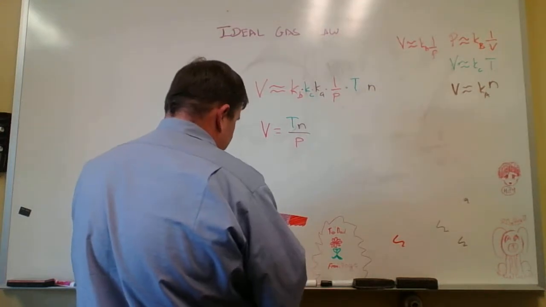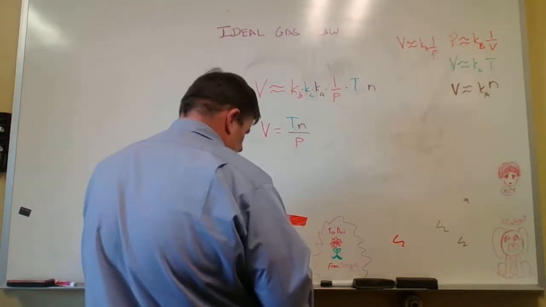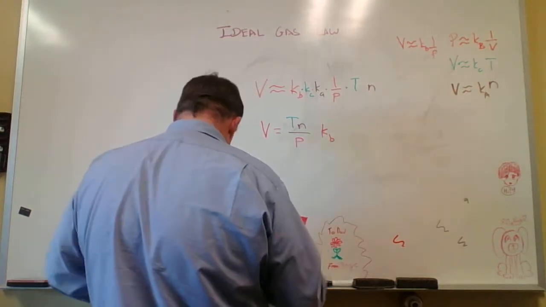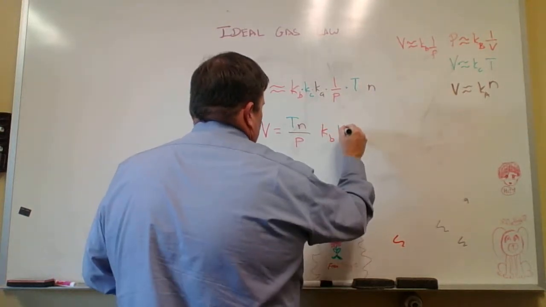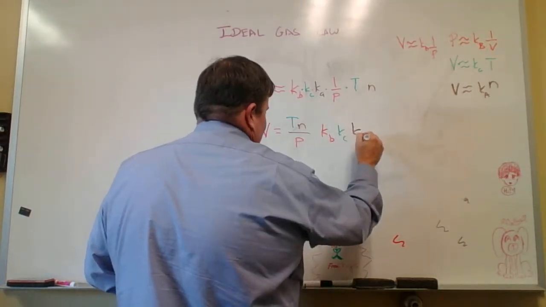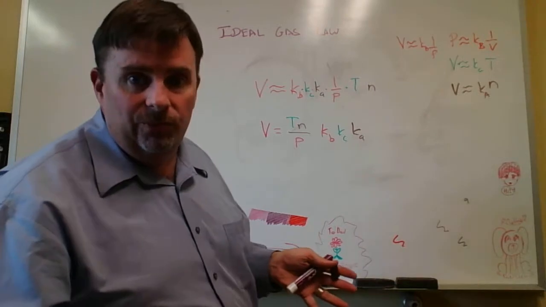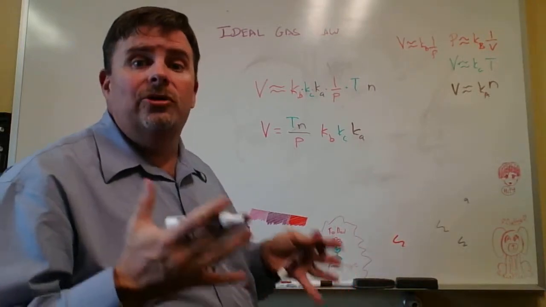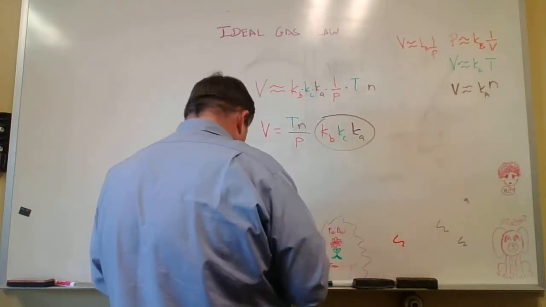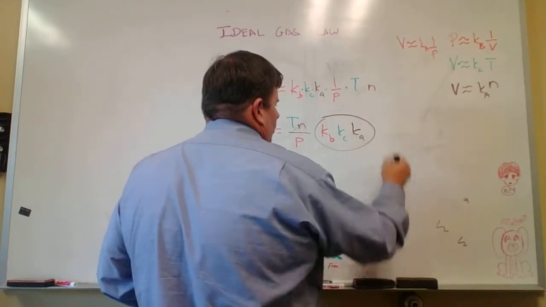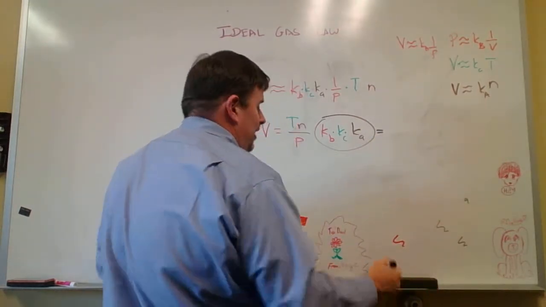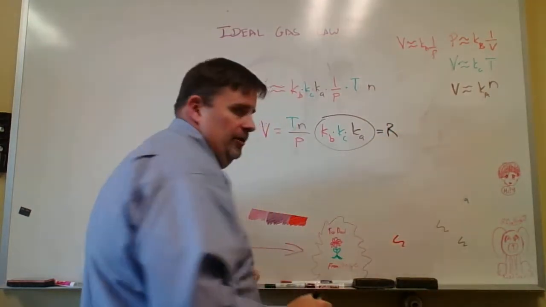And if we take these 3 constants, KB times Kc times Ka, all of these constants, since they're just numbers, if I multiply all 3 of the numbers together, I'm going to get another constant. I take these 3 together, and what I get is a new constant. I'm going to call that R, because I'm a pirate.